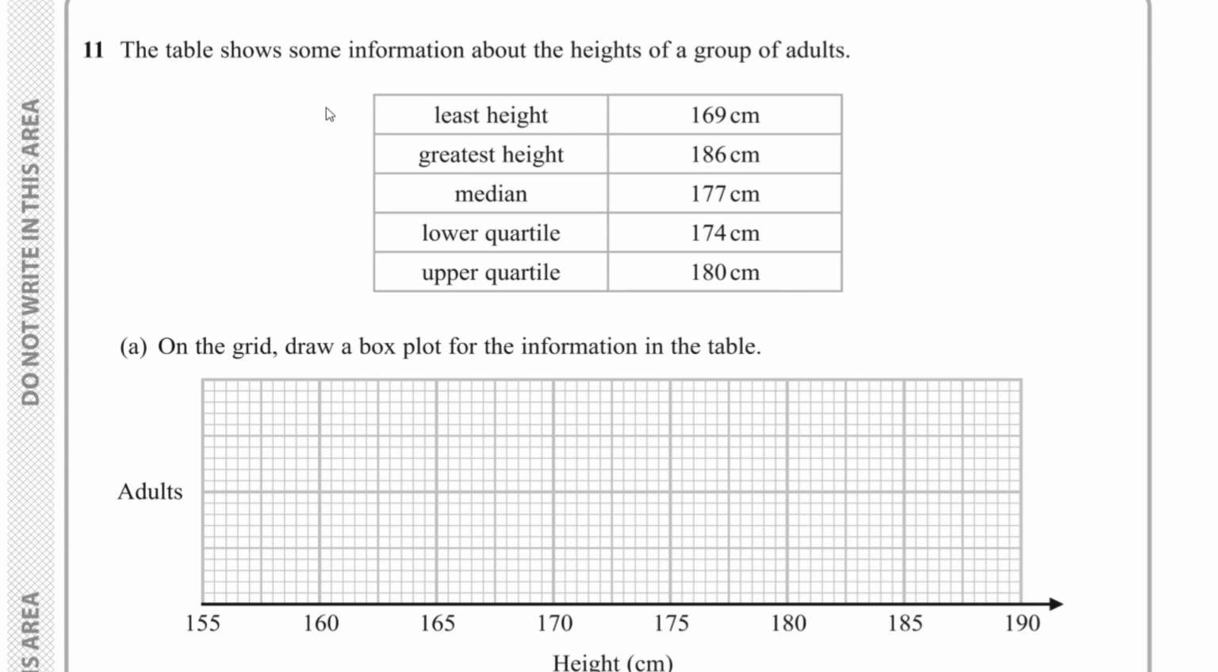Question 11. The table shows some information about the heights of a group of adults. Part A, on the grid, we have to draw a box plot for the information in the table. Well, we've got the least height of 169. We've got the lower quartile of 174, the median of 177, the upper quartile as 180, the greatest height as 186. So completing our box plot, we have the box plot shown here.